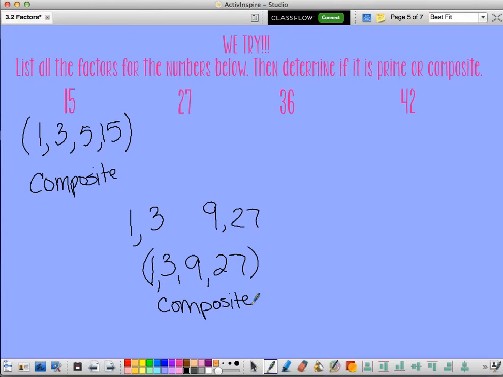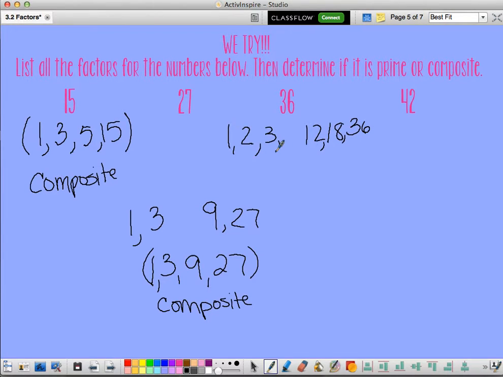So 36, again, is always divisible by 1 and itself. And then I know it's divisible by 2 because it's even. And if I'm not sure, I can work it out using long division, and I know that 18 times 2 gives me 36. And now I know that I'm going to run out of room, so I'm going to make this a little bit bigger. And then I know that it is divisible by 3 based on the rules, and I know that 3 times 12 gives me 36.